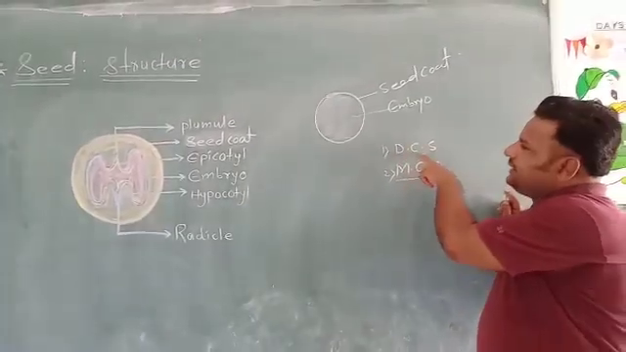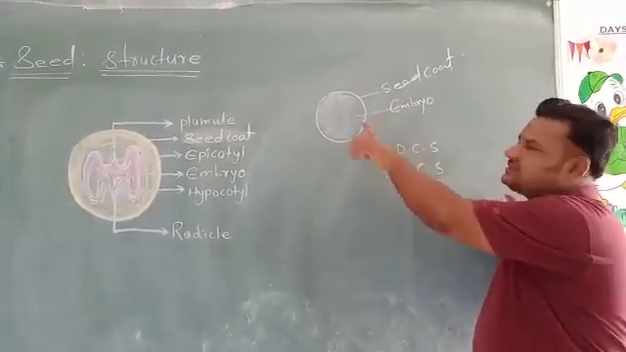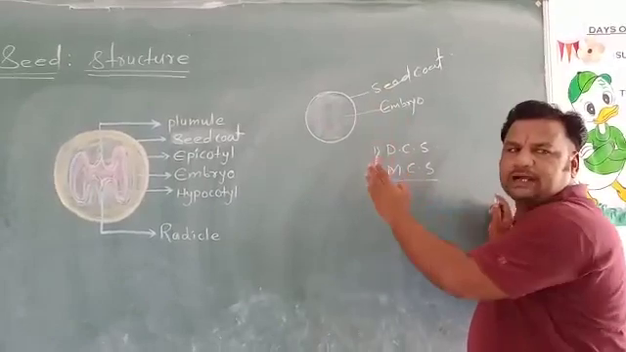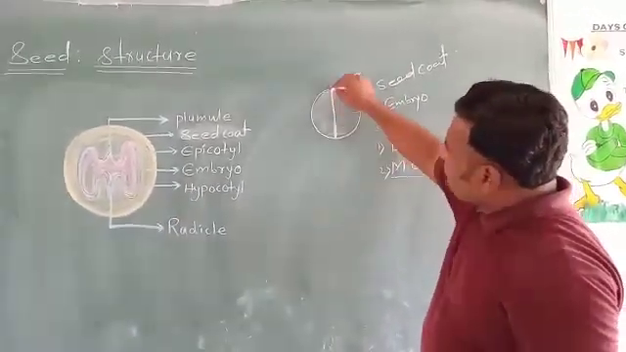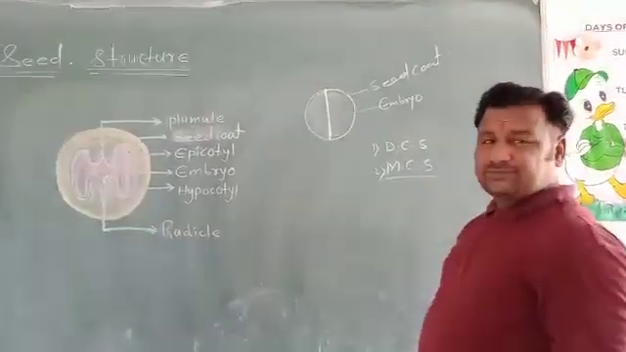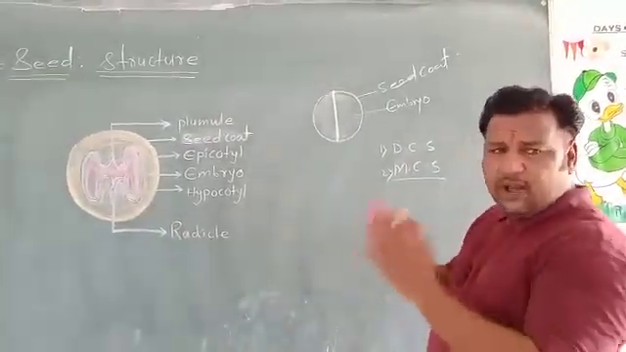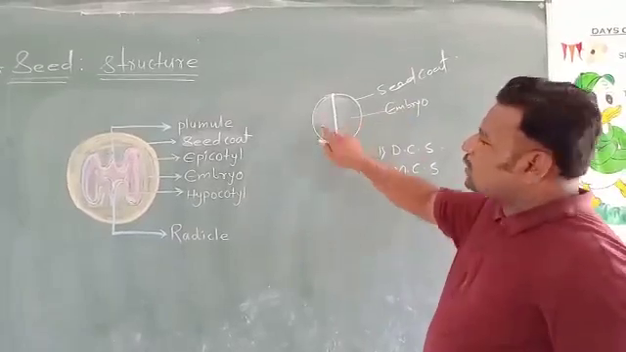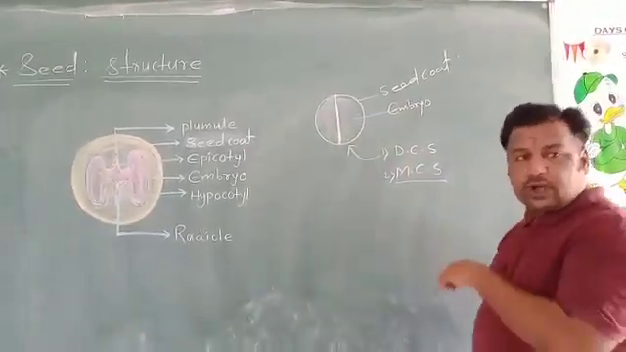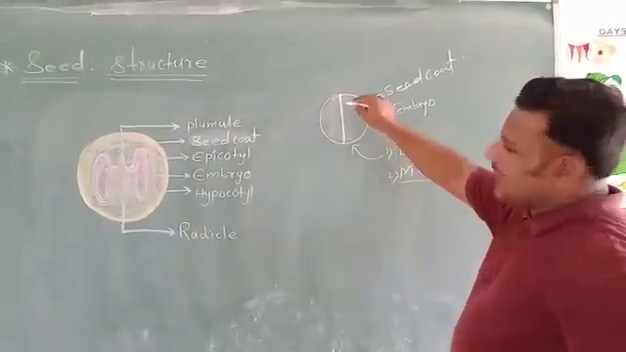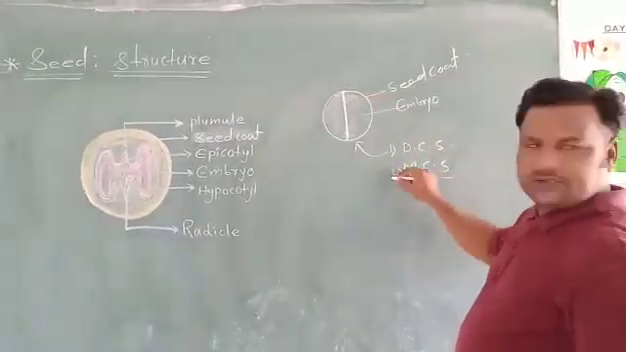In a dicot seed, the embryo divides into two cotyledons with the help of the axis. That is called the embryonic axis. The embryonic axis divides the embryo into two cotyledons. This is seen in dicot seed. In a monocot seed, the embryonic axis is absent.